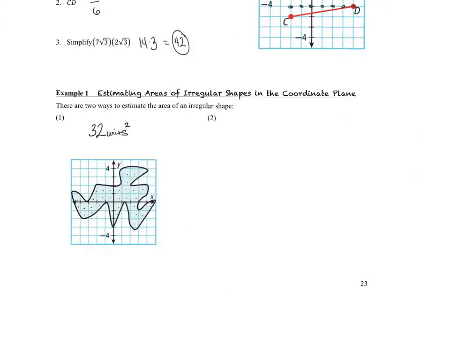For example 1, there's one way that you can estimate the area of the irregular shape, and that's by just going through and counting the boxes, and rounding up where you feel you need to, or adding in little pieces to make it one whole square, etc. So I got about 32 units squared that way. And another way is to make shapes within the picture, so I'll do that right now. So you're going to look for shapes that you can actually calculate the area of.